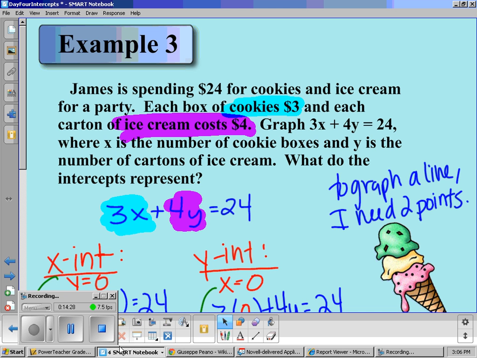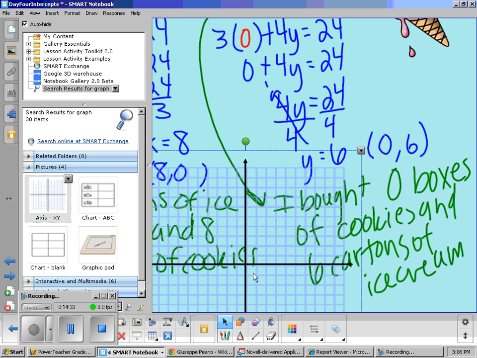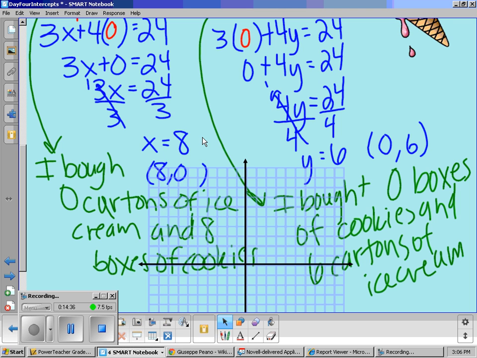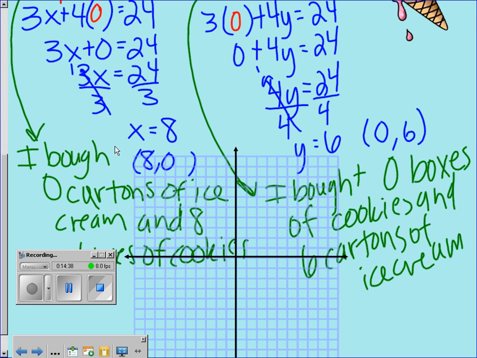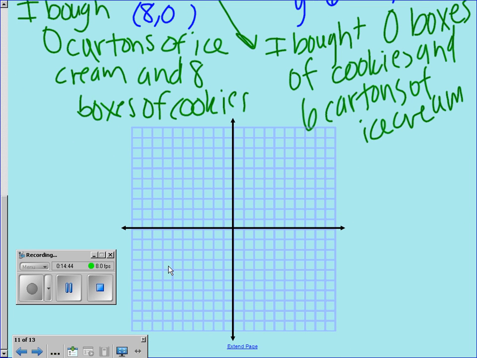After you've copied that down, let's go ahead and use our graph to graph this equation. So we have the points (8, 0) and (0, 6). 1, 2, 3, 4, 5, 6, 7, 8, 0 and 0, 1, 2, 3, 4, 5, 6 is this line right here. That's the graph and then the explanation of the intercepts.